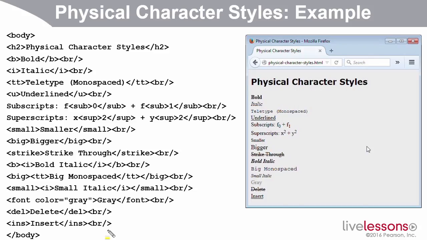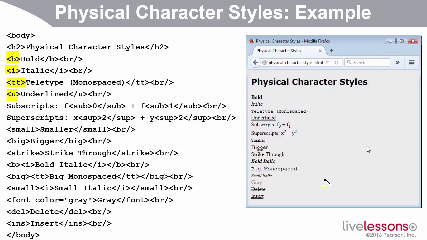All right, so here is bold, italic, teletype, whatever that means, but it means fixed width font, underline, subscript, superscript, and so forth. And you can see how it looks on the right. And the point is that you know ahead of time how it's going to look. When you say B, it means bold. When you say I, it means italic.